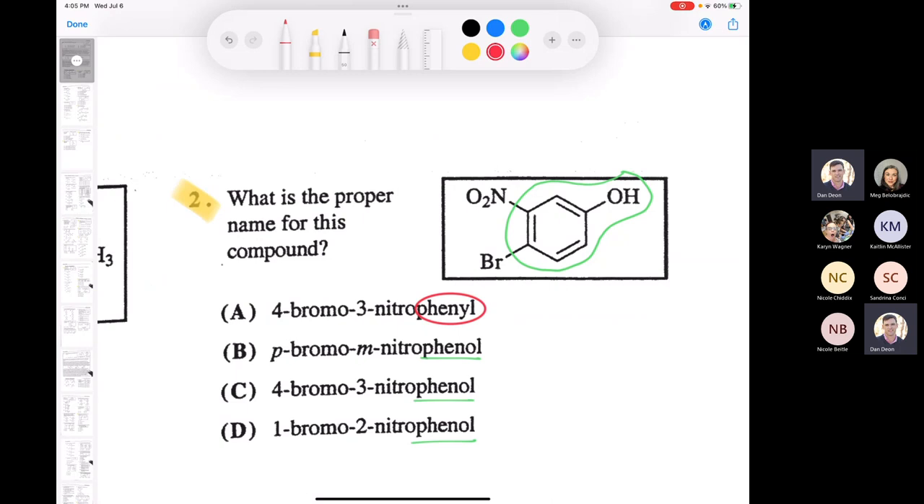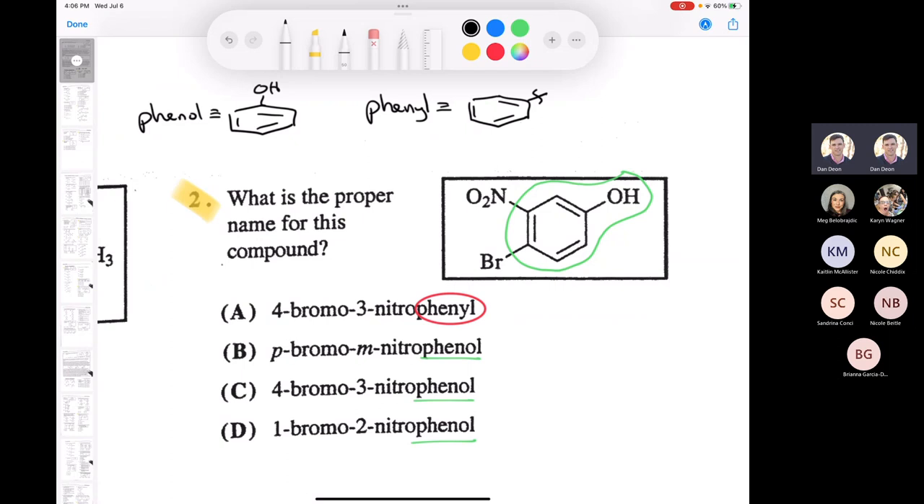Okay, so you want to make sure that you know the difference between a phenol and a phenyl. A phenol is when you have an aromatic ring that has a hydroxyl group on it. But phenyl is just when you have an aromatic ring as a side group, or a chain, right? Like methyl, ethyl, propyl, isopropyl. Phenyl would be in that group. So a phenyl is nothing more than an aryl group, but it's like an alkyl group in that respect. So we can cross A off of the list right away.